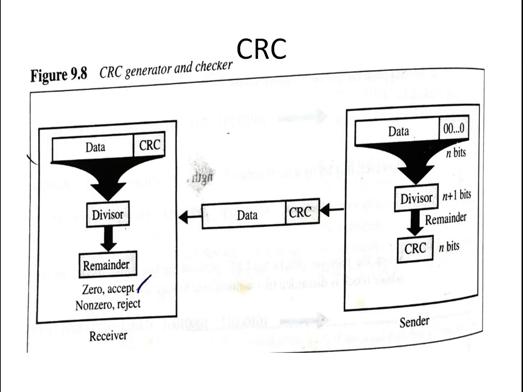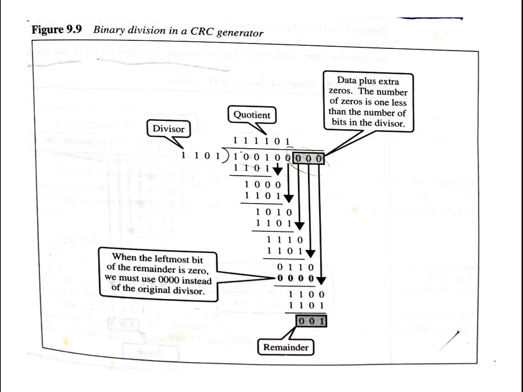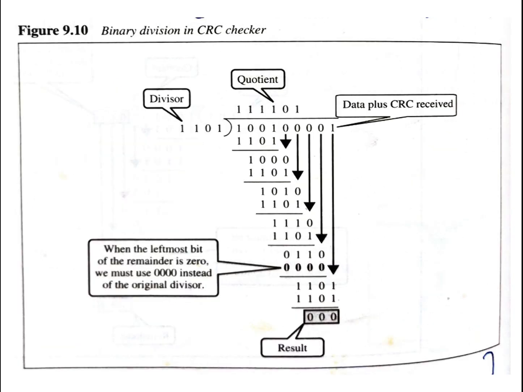For the CRC generator and checker, we have the data and the extra bits, with a divisor. The data with CRC is divided by the divisor. If the remainder is 0 you accept it, otherwise a non-zero remainder means it is rejected. In this binary division example, we have the divisor and quotient, and we get the remainder 001, then add the extra data plus the CRC data. Again we divide, and if the final remainder is 0, the data is accepted. This is the CRC generator and checker concept.